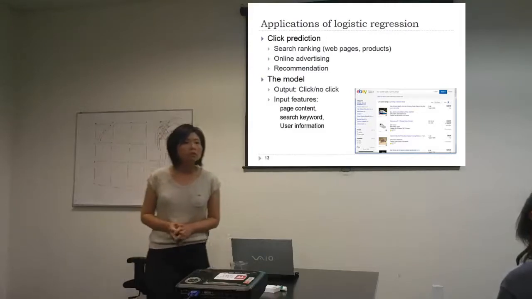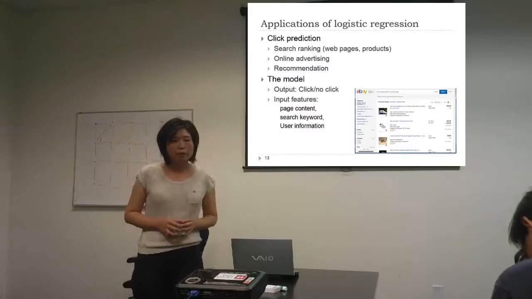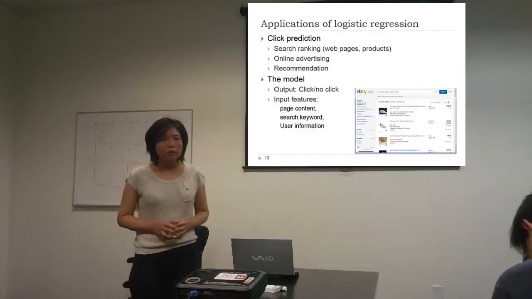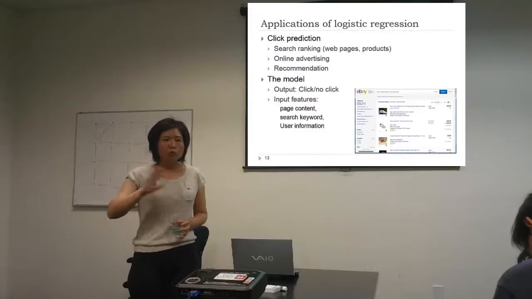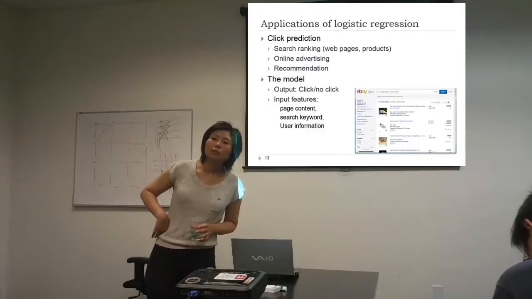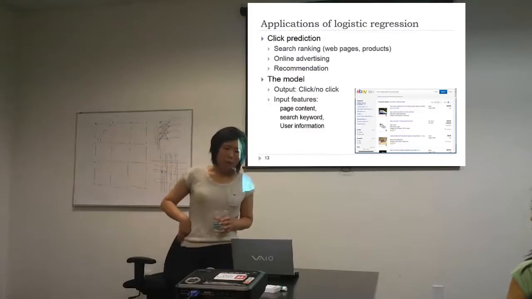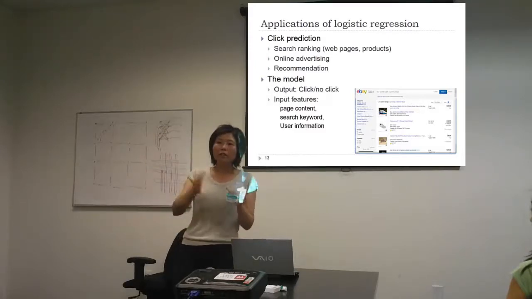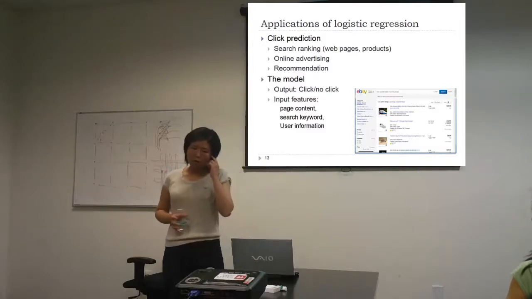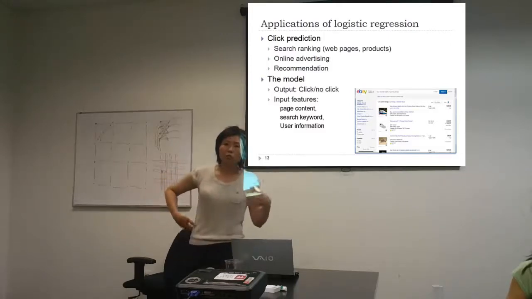So is it fair to say that you use this for places where your output is binary? Yes, but you can do multi-class logistic regression too. Is SVM also good for click prediction? Yes, you can. For a prediction model, any classification method can be used. Even decision trees can be used. There's no special reason we have to use logistic regression for click prediction.